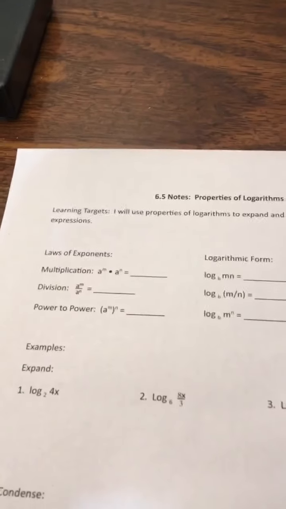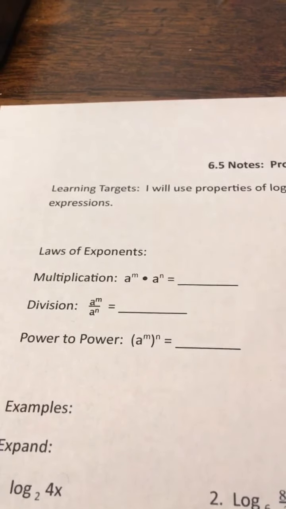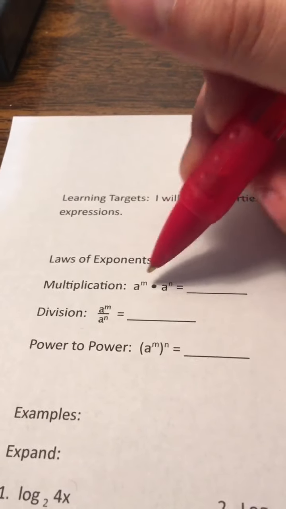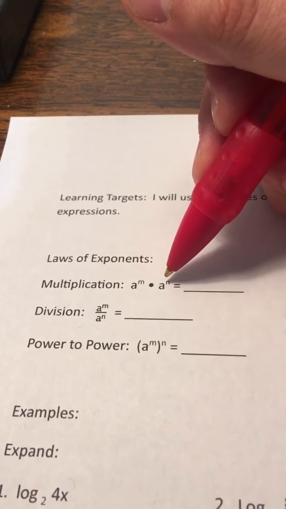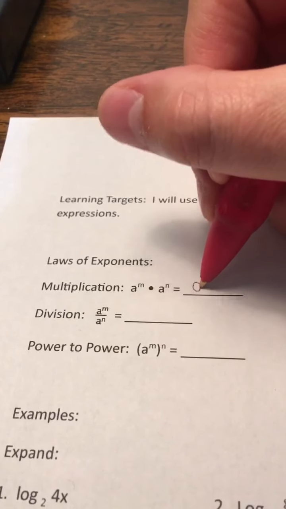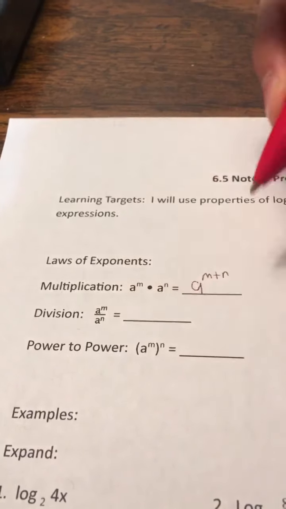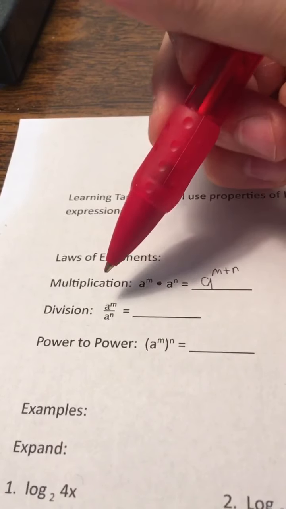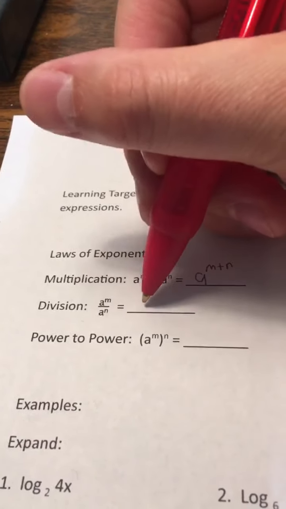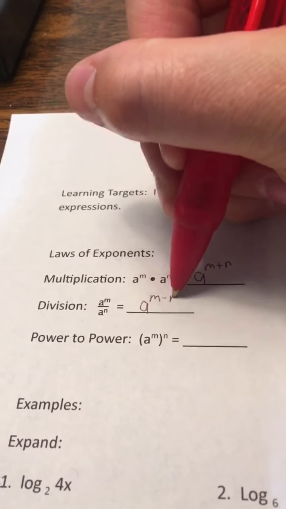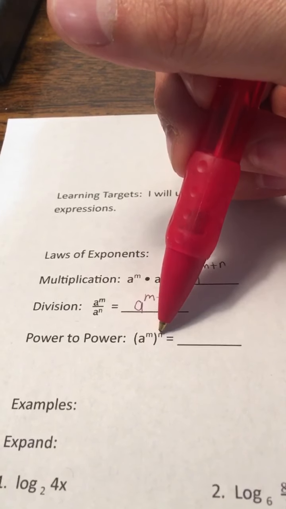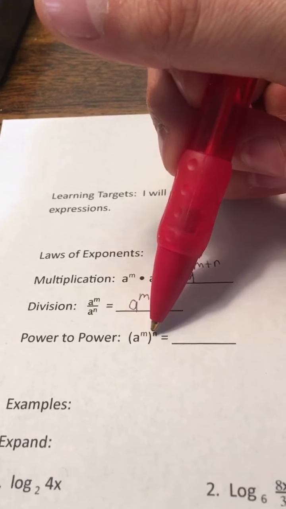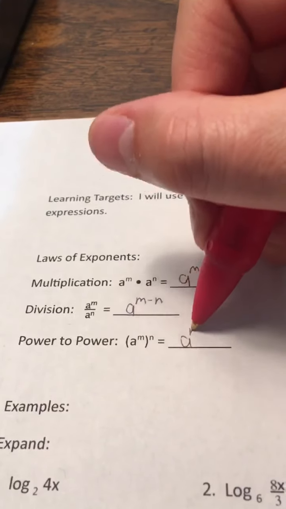Properties of logarithms. We're going to start today with something that you should already know, laws of exponents. Remember, when you're multiplying two things with the same base and different exponents, you remember what you did with the exponents? You add them. a to the m times a to the n is a to the m plus n. And when you're dividing, a to the m divided by a to the n, you subtract the exponents: a to the m minus n. And then this last one, power to power, something raised to an exponent and then raised to another exponent. You remember what you did with those exponents? You multiplied them. a to the m times n.